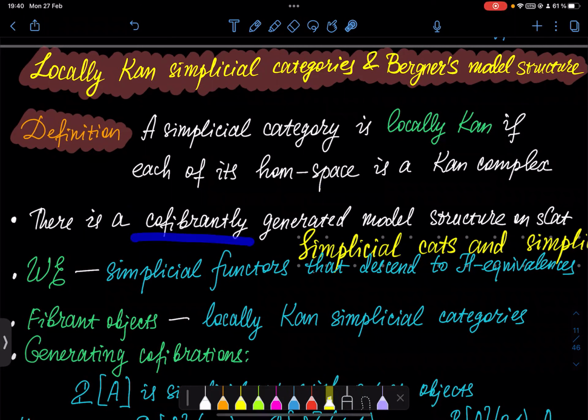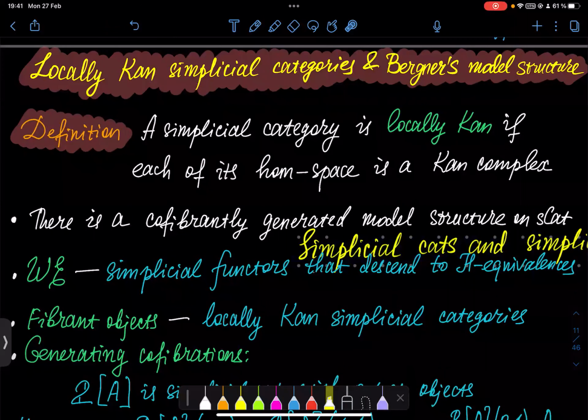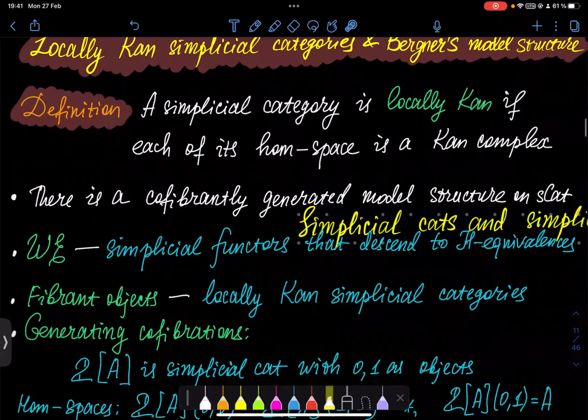There is a cofibrantly generated model structure on simplicial categories. And in this model structure, we have that weak equivalences are just simplicial functors that descend to H equivalences. That is, on hom objects, we just take the homotopy functor, and after that we should have equivalences. So fibrant objects are locally Kan simplicial categories, that is, such categories in which hom spaces are Kan complexes.